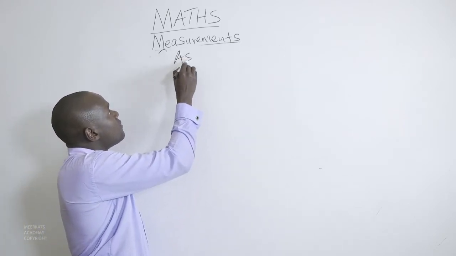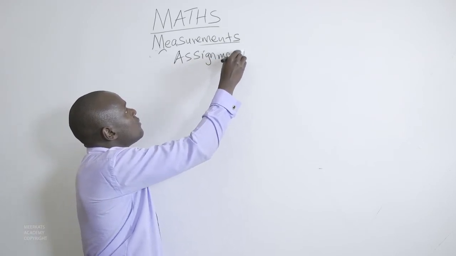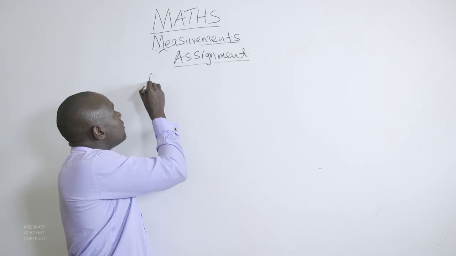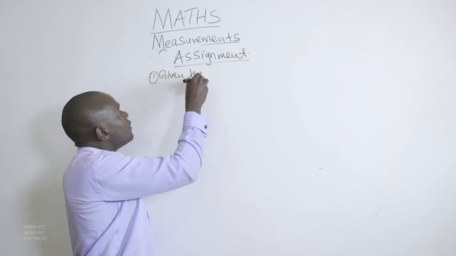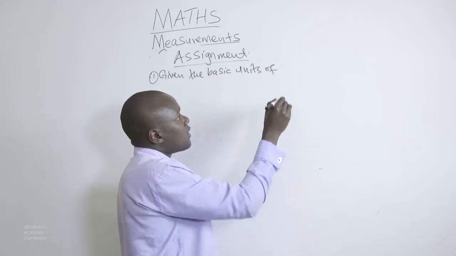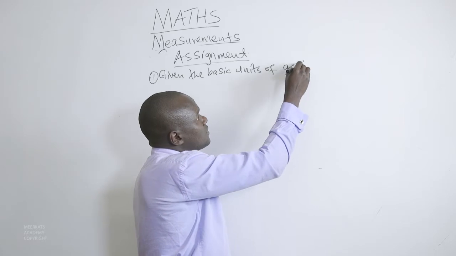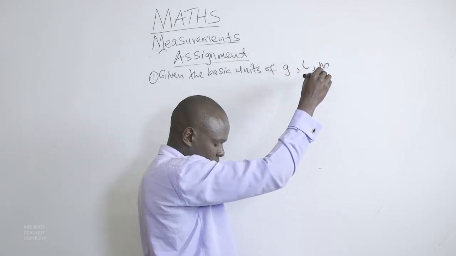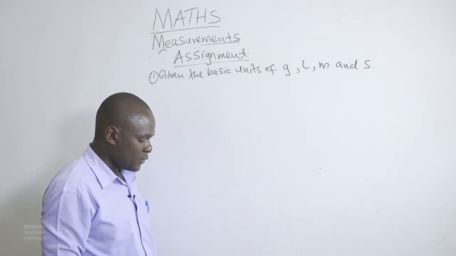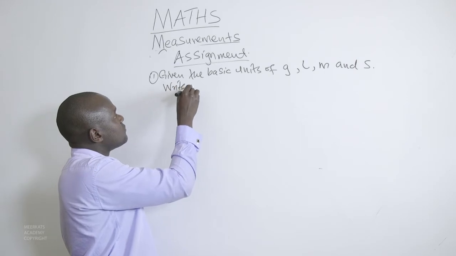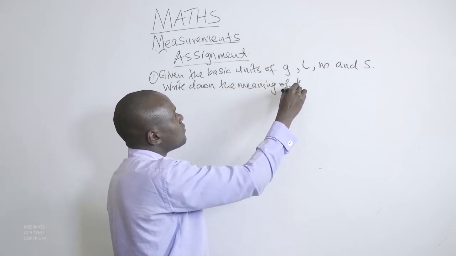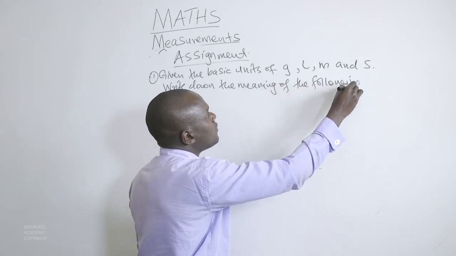Assignment. The first one, we are told, given the basic units of grams, liters, meters, and seconds, write down the meaning of the following units.